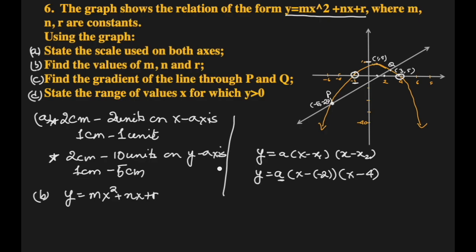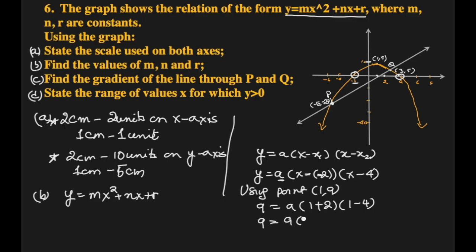So let me use the point (1, 9). Here we can use 9 equals a times (1 and 2, two negatives make it positive, so 2) times (1 minus 4). So 9 equals a times 3 times this, which is negative 3. So 9 equals, this is not 9, this is a, negative 9a. 3 times minus 3 will be negative 9a, and that gives us a. a is negative 9 over 9, which is minus 1.